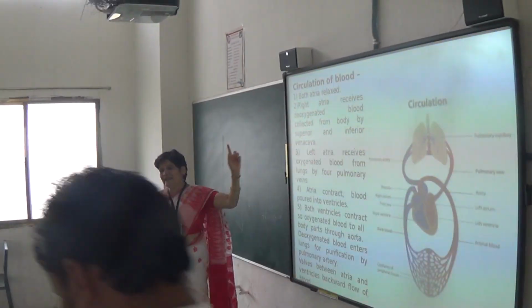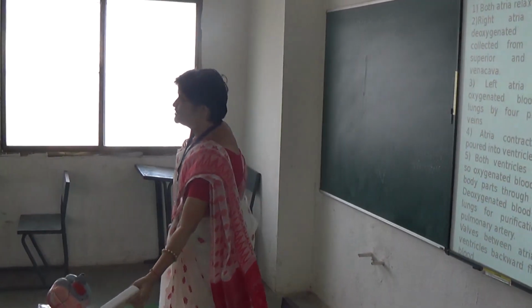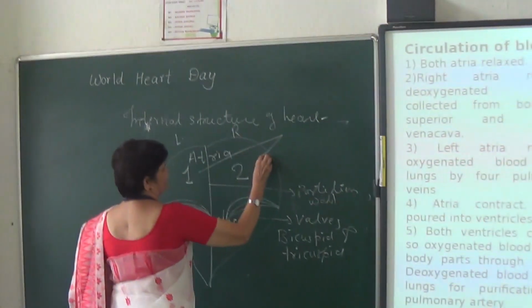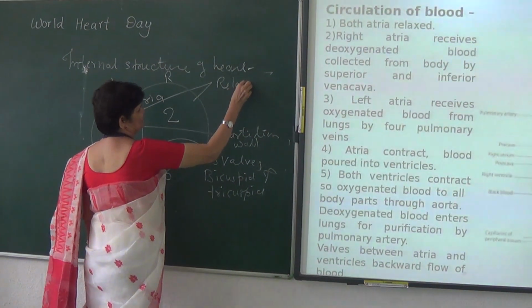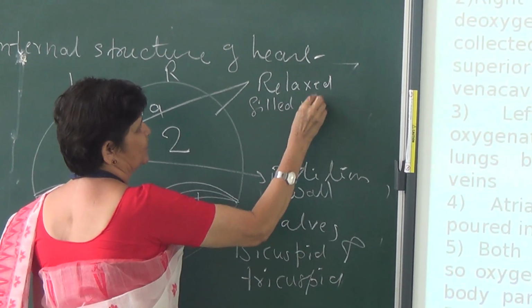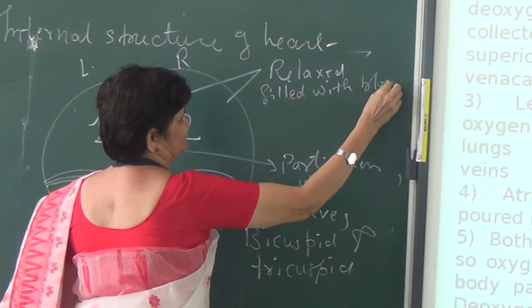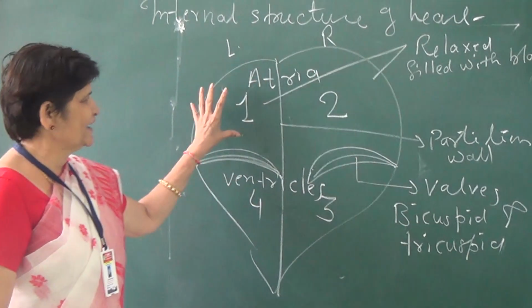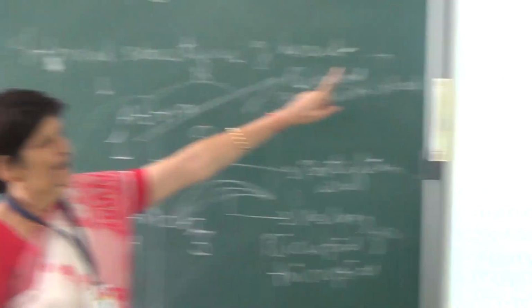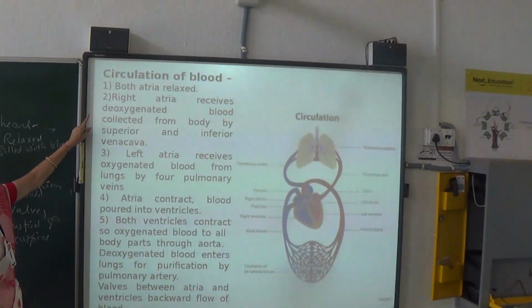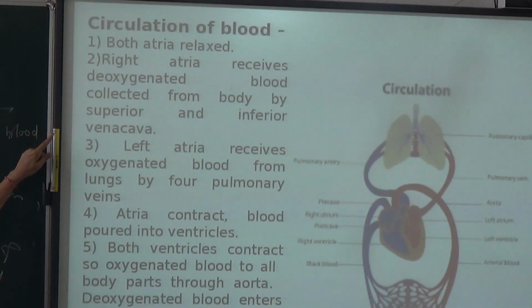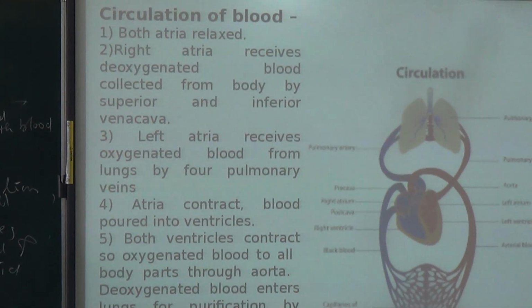Both atria are relaxed, that is they have their original size. These atria are relaxed, that is filled with blood. Pressure of the blood is more in atria, less in ventricles. Blood is collected, deoxygenated blood from body parts by inferior vena cava.